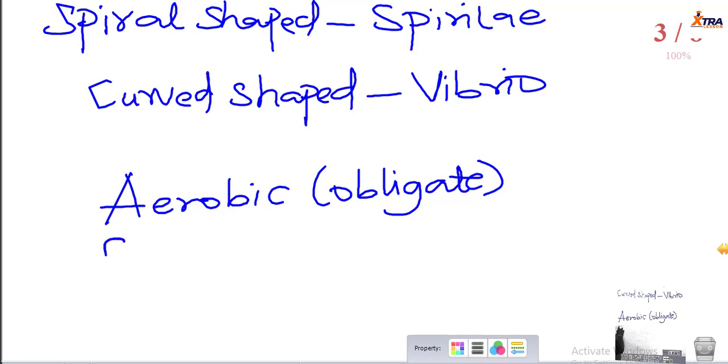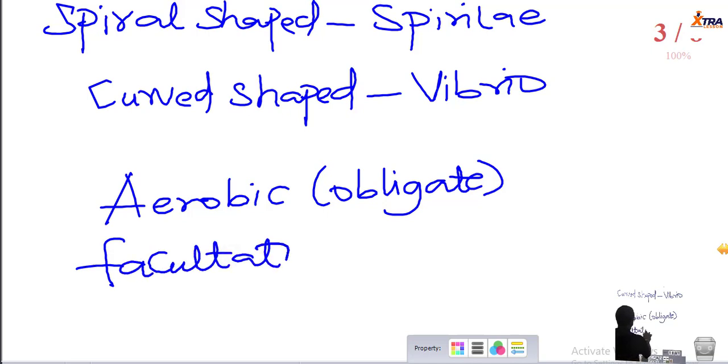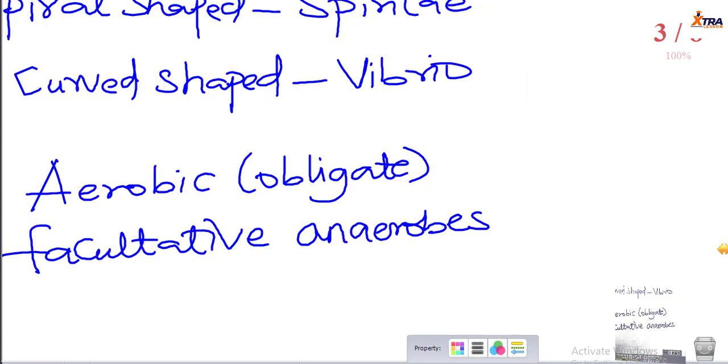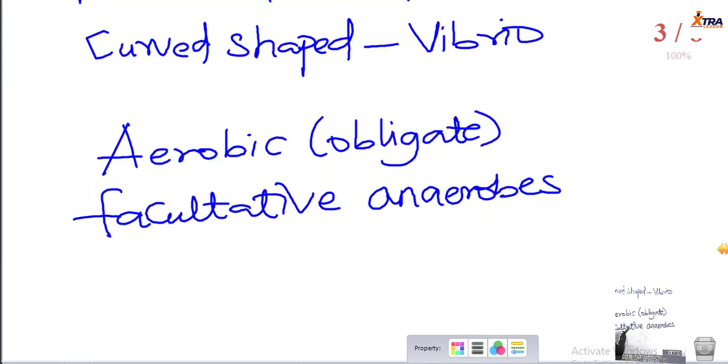And you have another group we call facultative anaerobes. A good example is your spirochetes. They are facultative anaerobes. It means that if there's oxygen, fine, and even if there's no oxygen, they will not die. So they are not loyal.